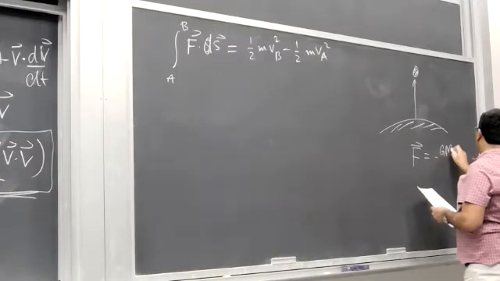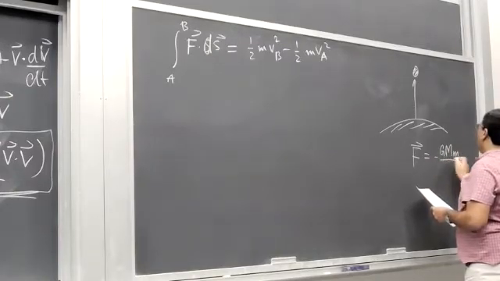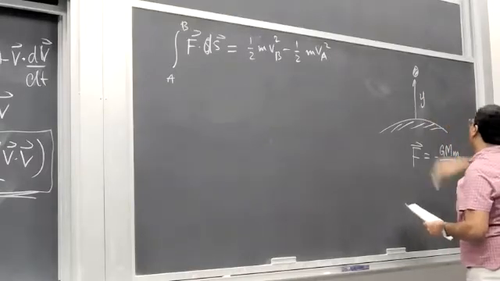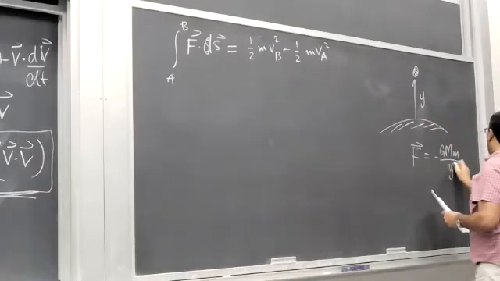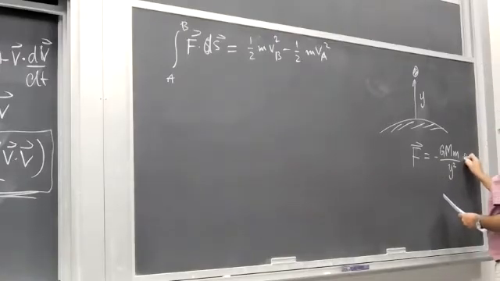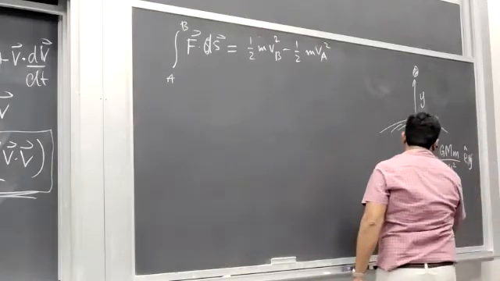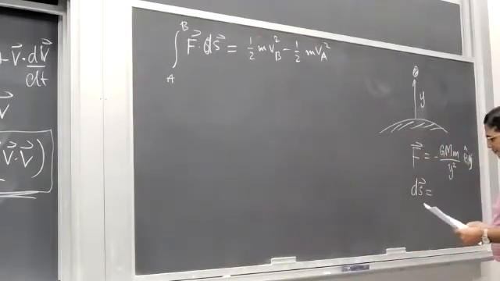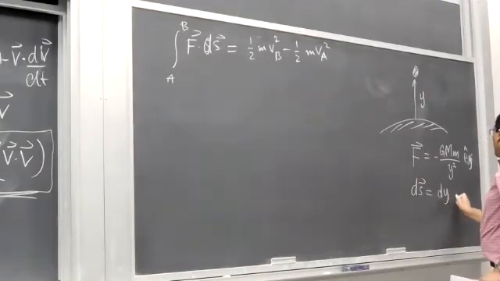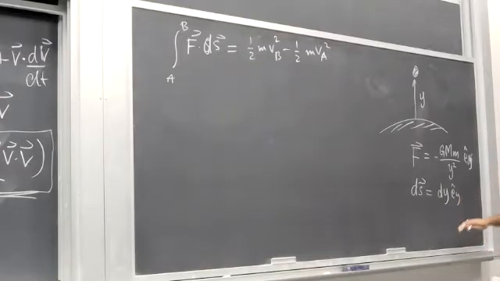And that is G M m over y squared, where we denote the position of the object at any time by coordinate y. It's negative because the gravitational force is downwards, along y. And the displacement is dy. This is the displacement, and the displacement is upward, so it would be positive.